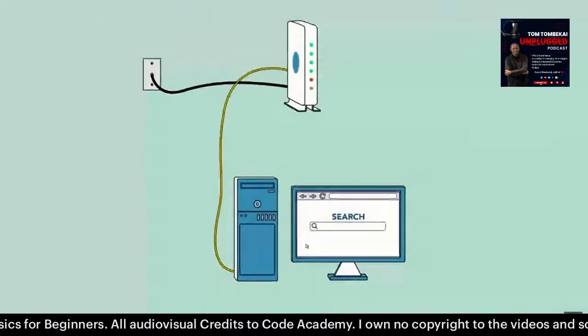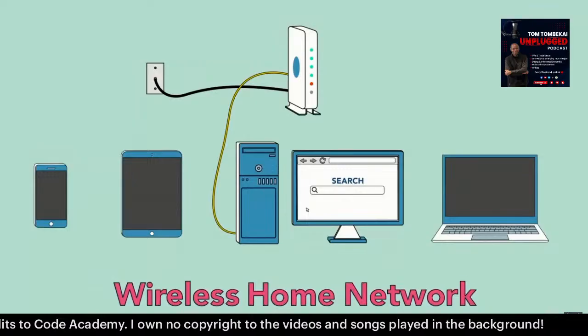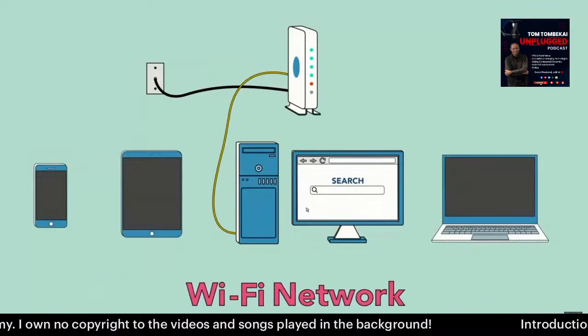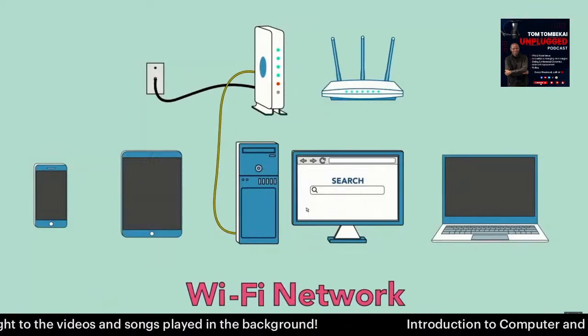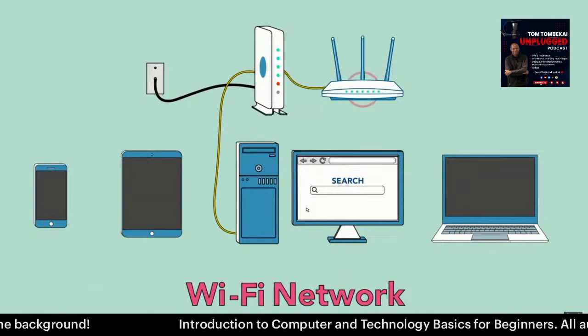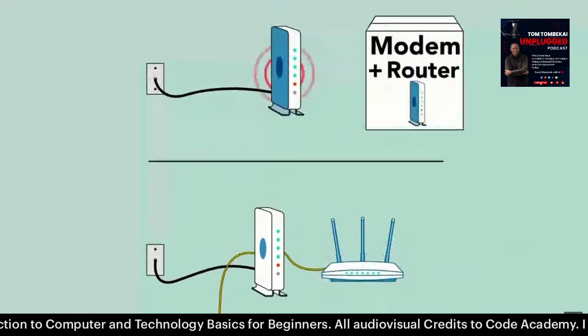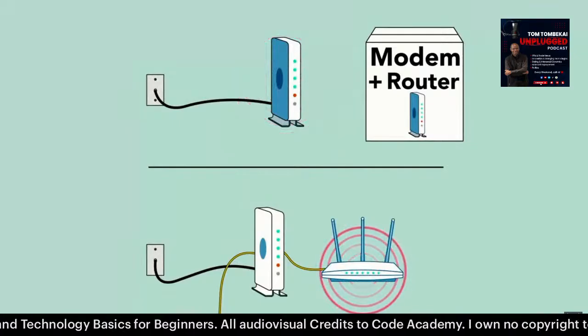If you want to connect several devices to the internet, you can create a wireless home network, also known as a Wi-Fi network. To do this, you'll need a wireless router, which takes the internet connection from your modem and broadcasts it throughout your home. Your modem may already have a wireless router built in, so you may not need to buy one.